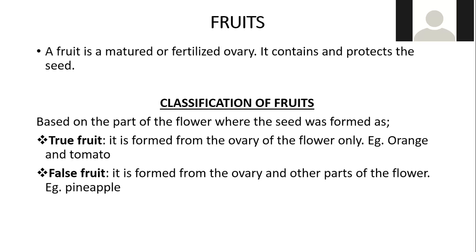So, differences between the true fruit and false fruit. The true fruit is formed from the ovary of the flower only. Then the false fruit is formed from the ovary and other parts of the flower. Example, pineapple.